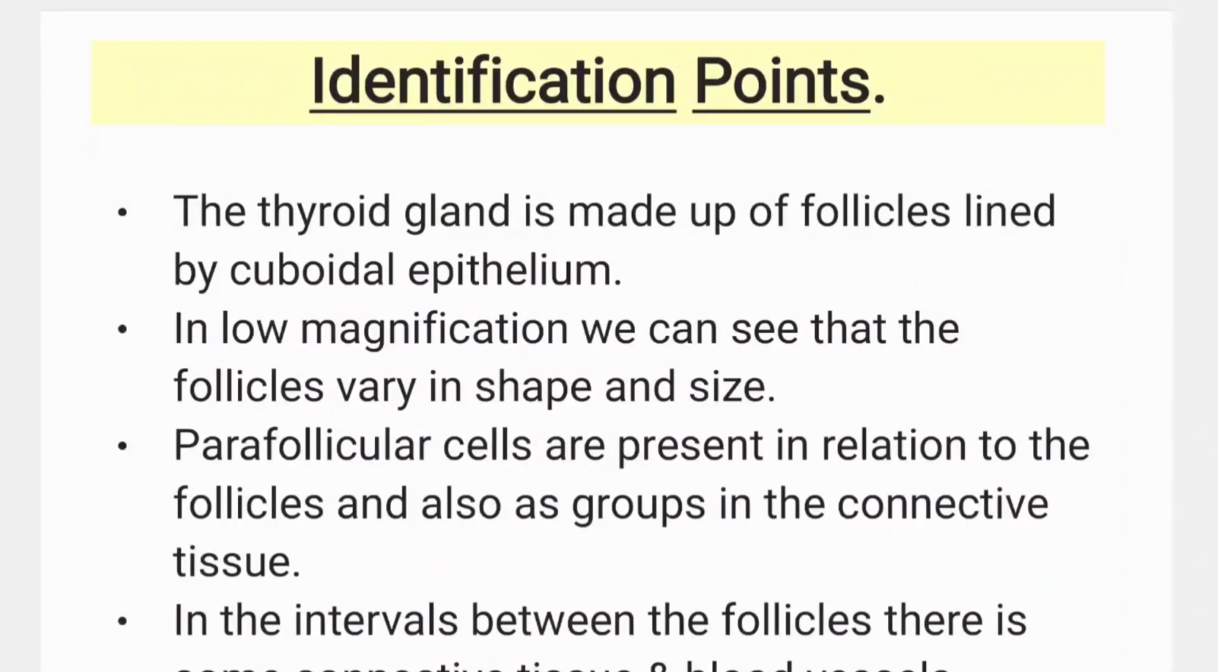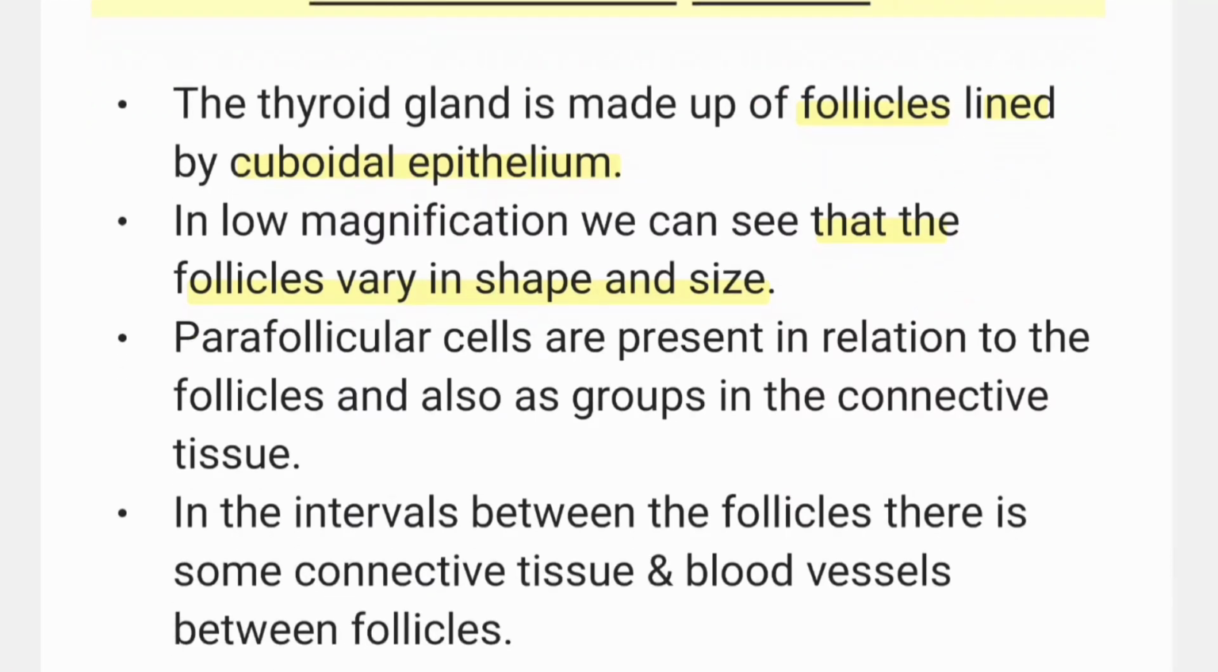The thyroid gland is made up of follicles, and follicles are lined mainly by the cuboidal epithelium. In low magnification we can see that the follicles vary in shape and size. Now parafollicular cells are present in relation to the follicles and also as groups in the connective tissue septa.